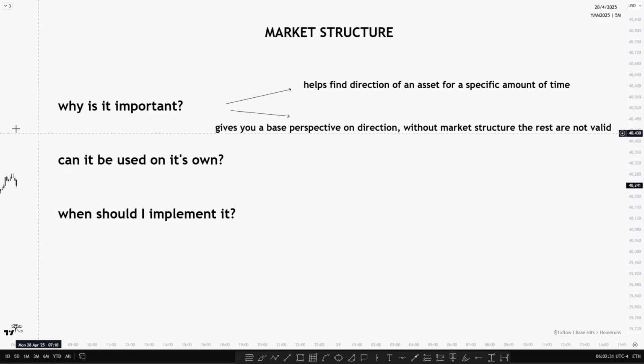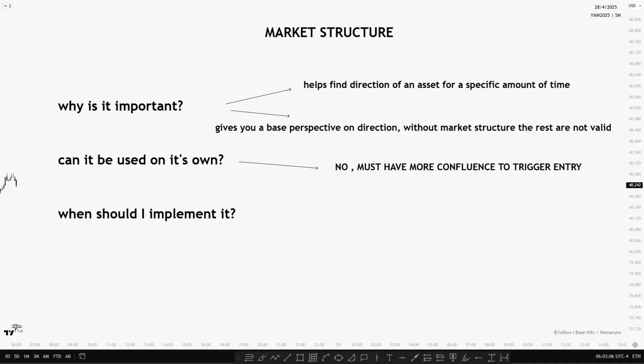Can it be used on its own? Now, the short answer is just going to be no, it can't. The reasoning for that is due to the fact that you must have more confluence to trigger an entry. Remember, more confluence equals more probability. More probability equals more conviction. More conviction equals more profits over time, right? So we must have more confluence to trigger our entry.